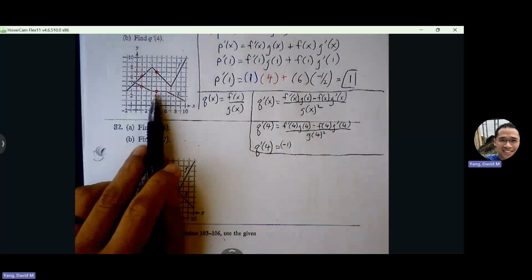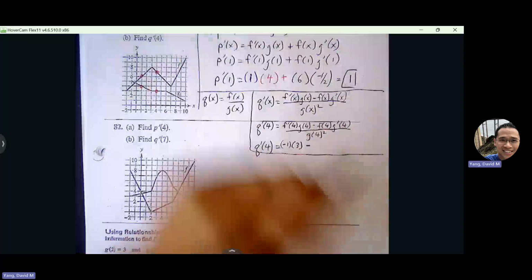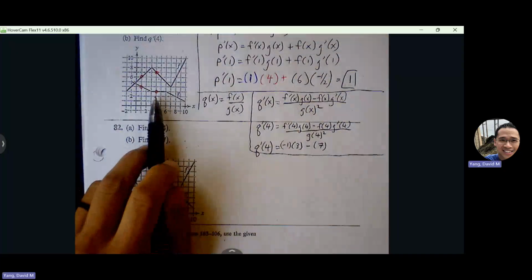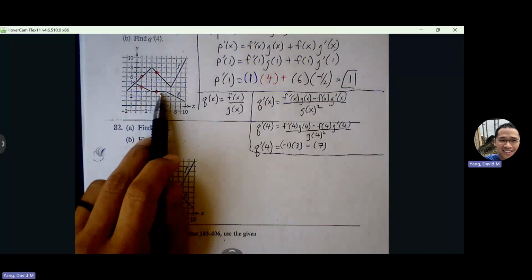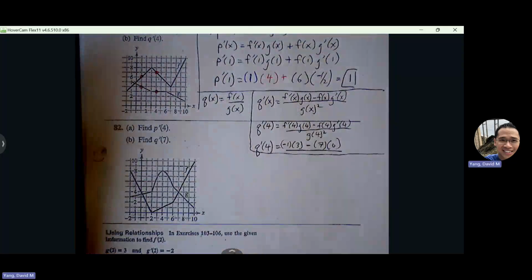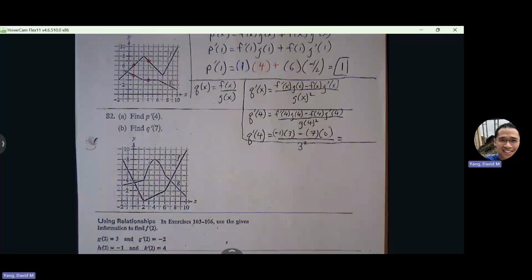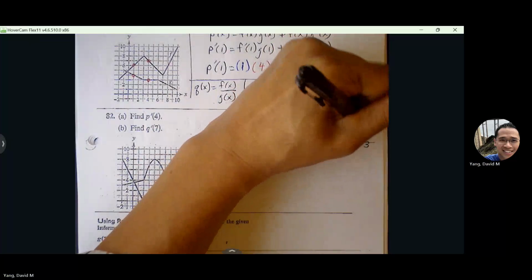G of 4, Y value, 3, minus F of 4, 7. G prime of 4. What's the slope of this line segment? Good, 0. Okay. All over G of 4 squared. So 7 times 0 is 0. I get -3 over 9, which is -1/3.